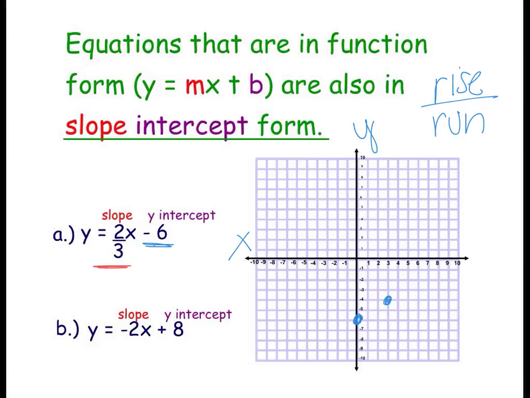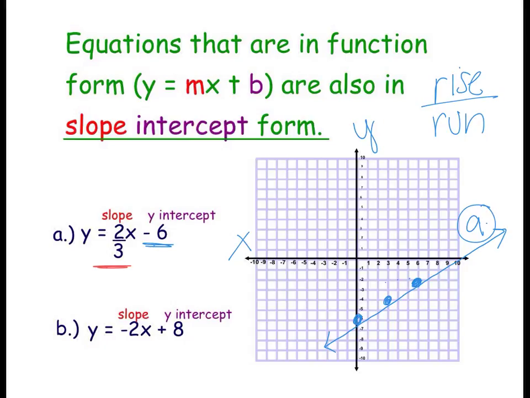Let's do that one more time. Count up 2 boxes and over 3, and I have my next point. When I connect those, I have my line, and you see that rise and run created the steepness. By going up 2 and over 3, it gave that line a little bit of steepness. It's not very steep, but it does have some steepness. It's not flat.